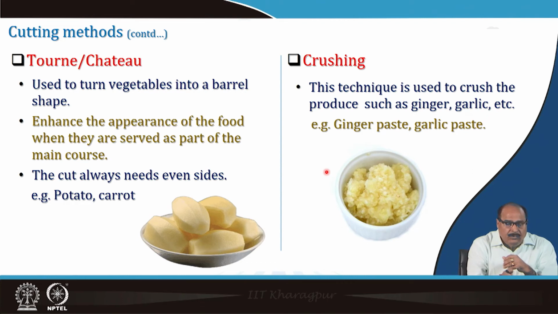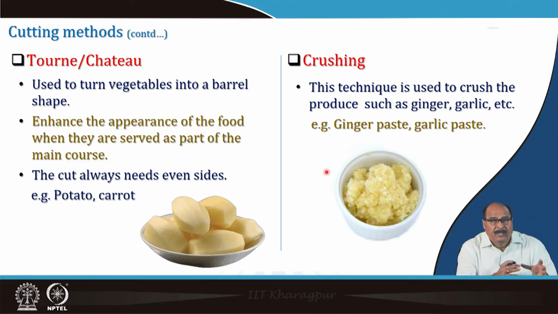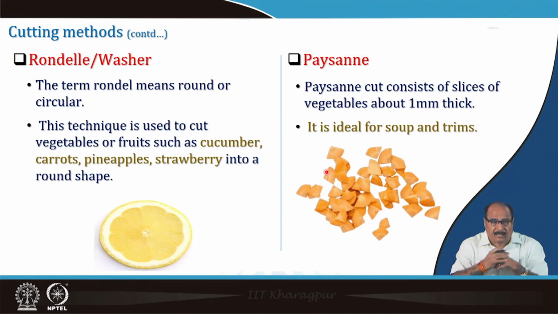Tourné or chateau, it is used to turn vegetables into a barrel shape. It enhances the appearance of the commodity when served as part of the main course. The cut always needs even sides. Then crushing, this technique is used to crush produce such as ginger, garlic, etc. into fine paste like ginger paste, garlic paste. These pastes are available in the market.